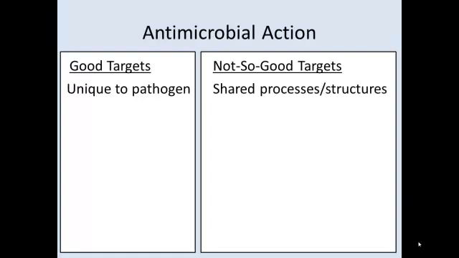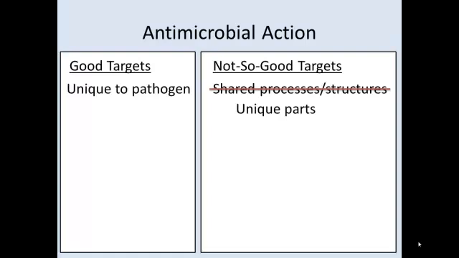Anything that's a shared process or structure, in other words, if it's shooting our cells as well as the bacteria, in war we call this collateral damage, and you don't want that within the body. Actually, in war you don't want that either. So that's why we generally don't go after shared processes like glycolysis. We don't want something that shuts down glycolysis because that'll shut down our cells as well as the bacterial cells. That would be a not so good target. So we're going to redline that one.